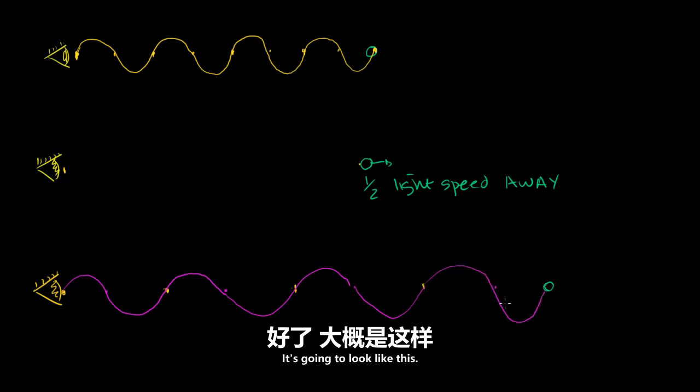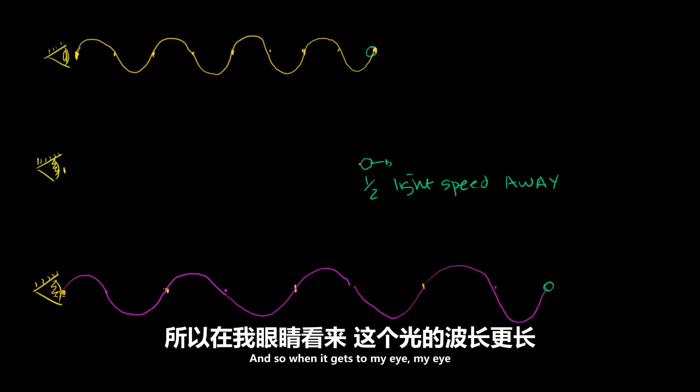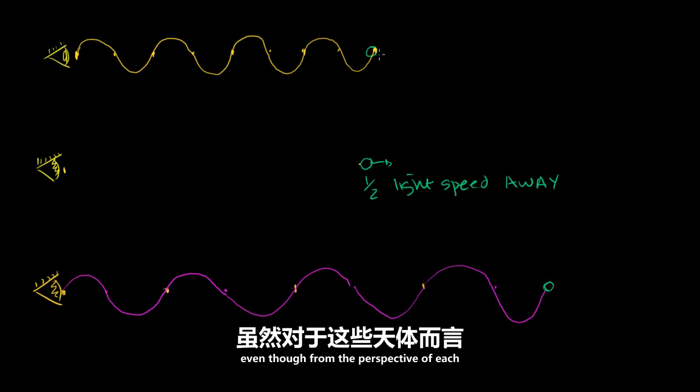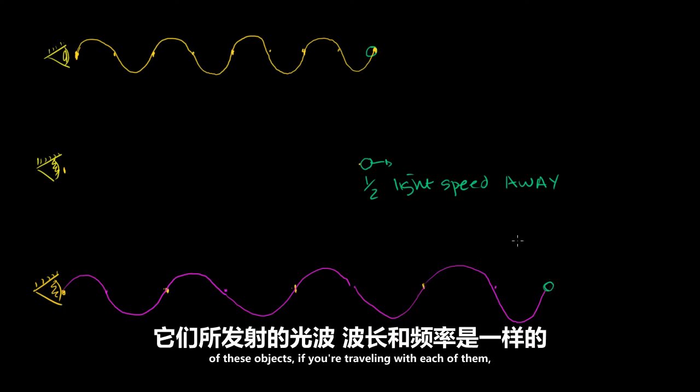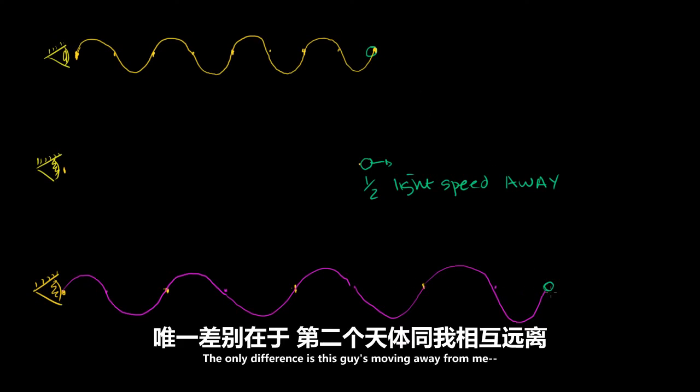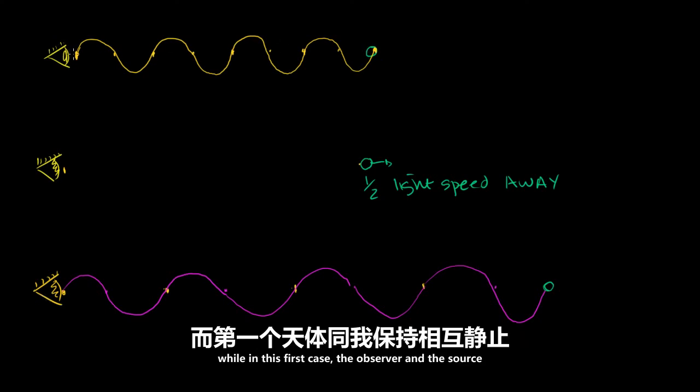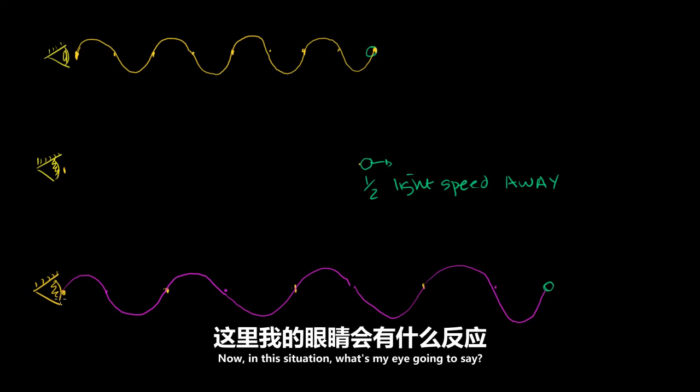And there you go. It's going to look like this. And so when it gets to my eye, I'm going to perceive it as having a longer wavelength, even though from the perspective of each of these objects, if you're traveling with each of them, the frequency and the wavelength of the light emitted is the same. The only difference is this guy's moving away from me, or I'm moving away from it, depending on how you want to view it, while I am stationary. In the first case, the observer and the source are both stationary.